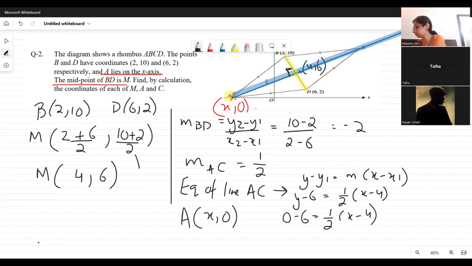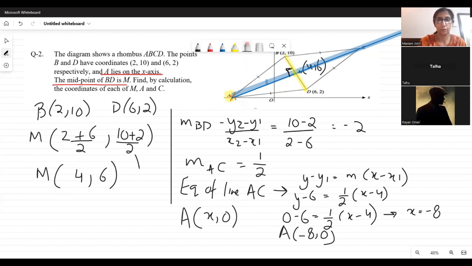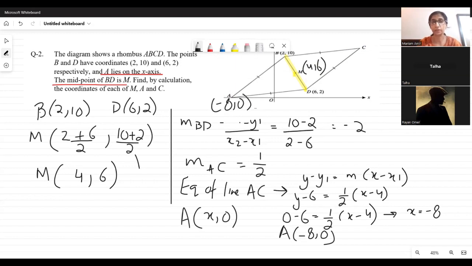Okay, what is x coming out? This one, negative 8. Negative 8, yes. You get negative 8 from here. That means A equals minus 8 comma 0. So we know A now as well, minus 8 comma 0. So A is minus 8 comma 0. Okay. Now, how do we find the coordinates of C?